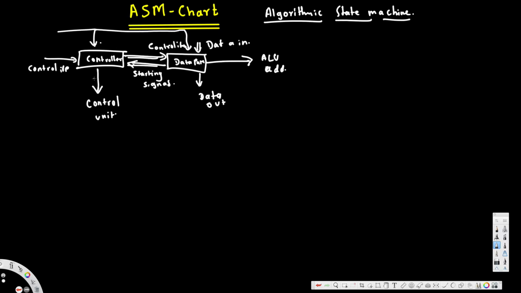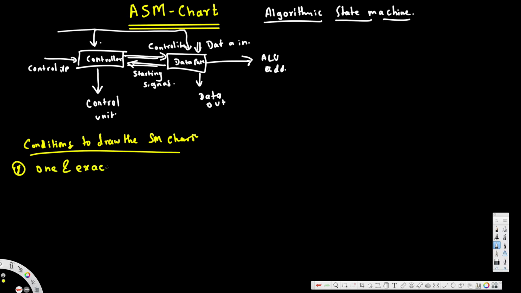Okay, now let's look at the conditions to draw the SM chart. The first condition is, let's write it one. First condition is one and exactly one transition from every state at one instant of time.